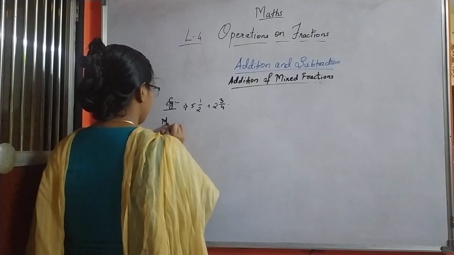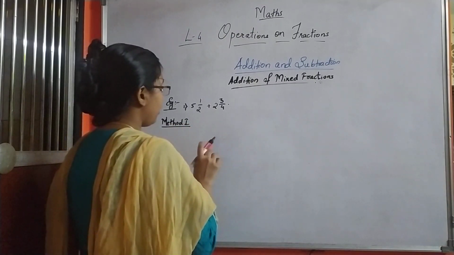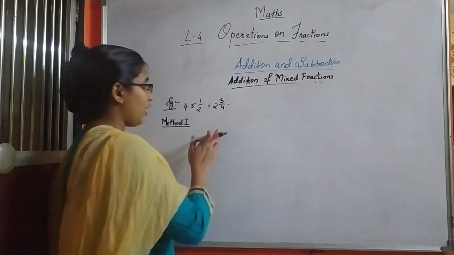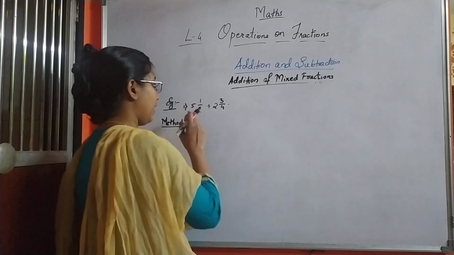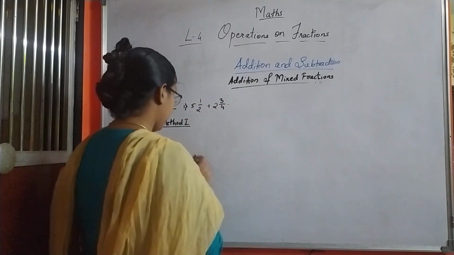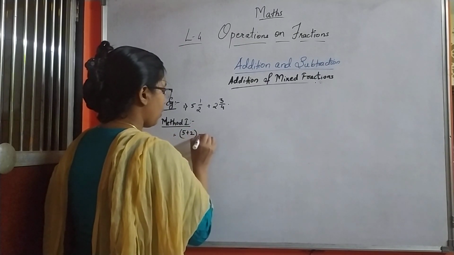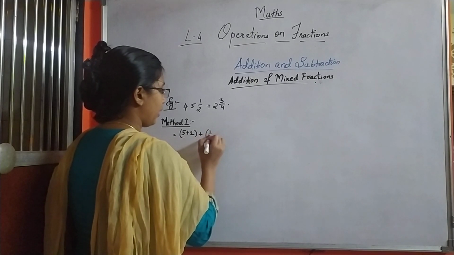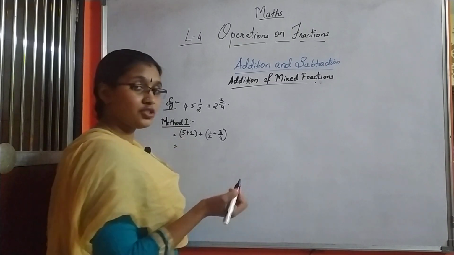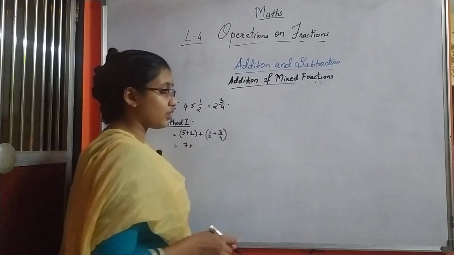Method 1. Here I have two integral numbers and two fractions. I have to add anyhow. So I will take up two integral numbers separate and two fractions separate. Now how to do that? 5 plus 2 plus 1 upon 2 and 3 upon 4. 5 plus 2 is 7. Very good. Plus 1 upon 2 and 3 upon 4.